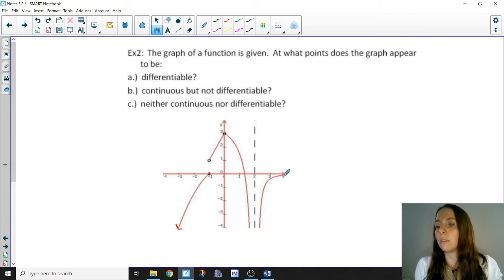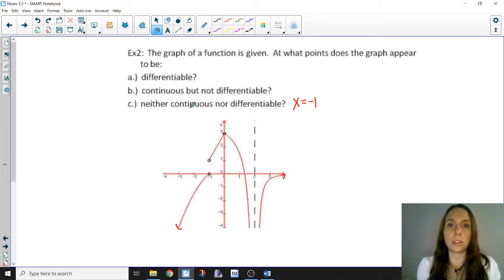If it goes off the grid like that, you should just assume that it keeps going, okay? All right, I hope you can definitely see that there is a jump discontinuity at x equals -1. And so we can say that is a point where it's not continuous, but that also means it's not differentiable. So we label it as neither continuous nor differentiable.